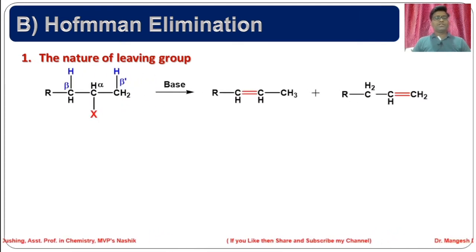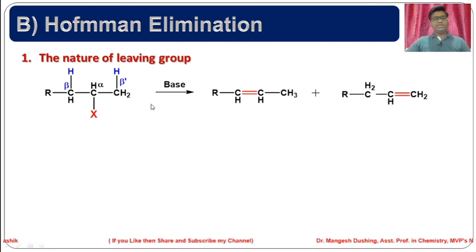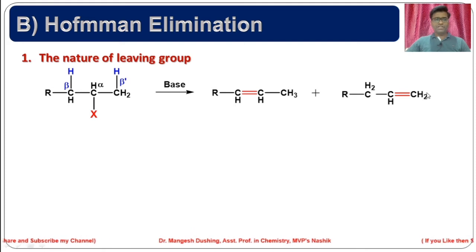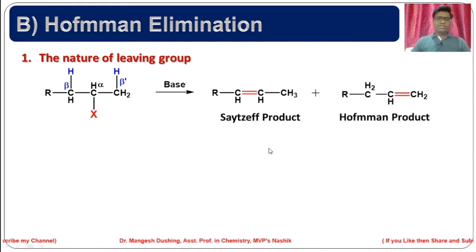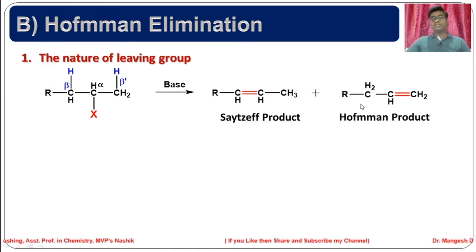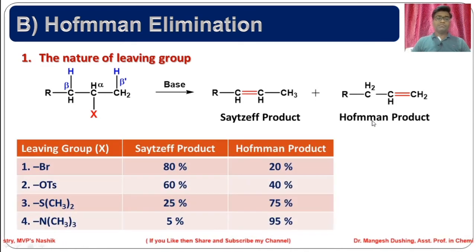Friends, suppose this is our reaction. This is an alkyl halide. It has two types of beta hydrogen atom. We will use some base, so we will end up with two products. One is a 2-alkene, meaning a disubstituted alkene, and one is a monosubstituted alkene. If the same reaction... so this is the monosubstituted alkene, and that is the disubstituted alkene. The more substituted alkene is called the Zaitsev product, while the less substituted monosubstituted product is called the Hofmann product.